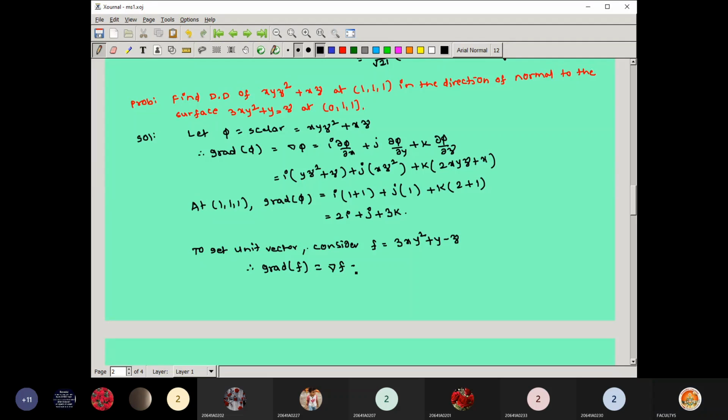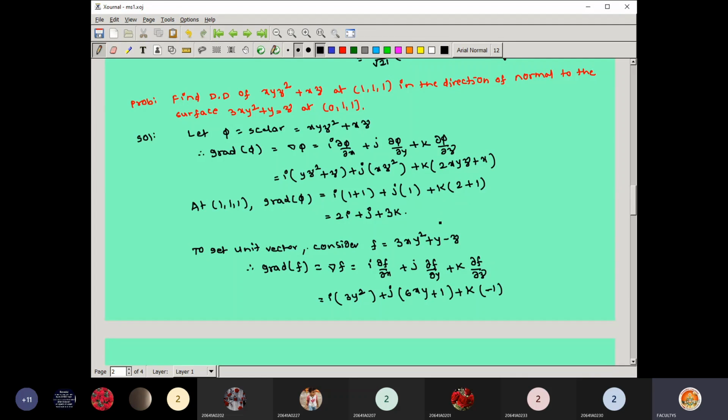So del f definition: i ∂f/∂x + j ∂f/∂y + k ∂f/∂z. So you differentiate with respect to x, y, z. ∂f/∂x, you are getting 3y², and plus j ∂f/∂y, that becomes 6xy + 1, and plus k ∂f/∂z. So ∂f/∂z is −1. Just you are getting the value.